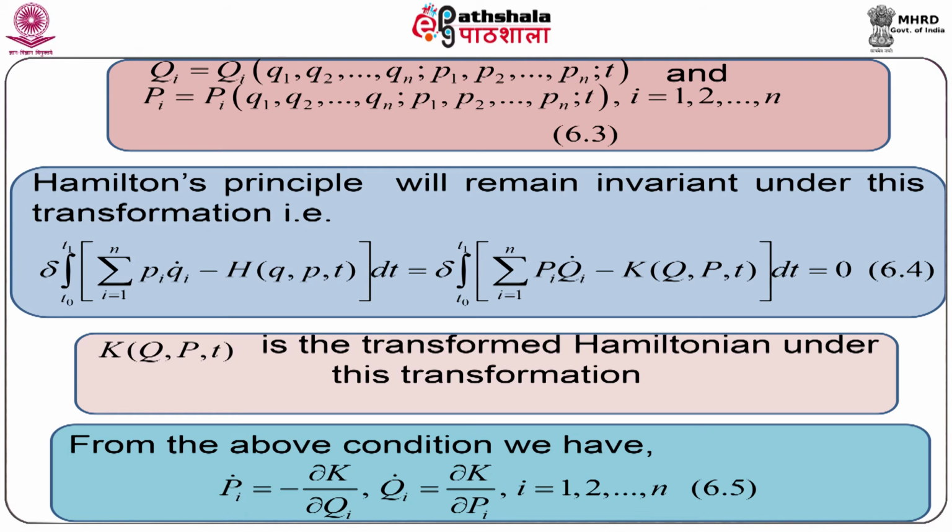The condition 6.4 immediately gives Hamilton's canonical equations of motion as capital Pi dot equal to minus first order partial derivative of capital K with respect to capital Qi, capital Qi dot equal to first order partial derivative of capital K with respect to capital Pi, i varying from 1, 2 up to n, which must be satisfied by the new coordinates and momenta which are capital Qi and capital Pi, showing that capital Q and capital P are the canonical coordinates.